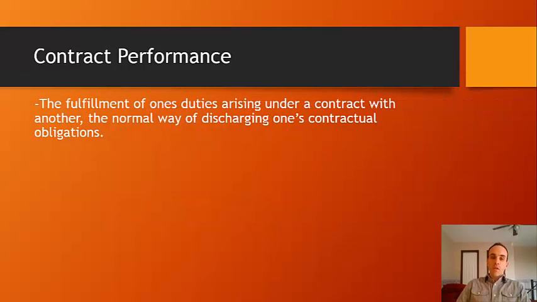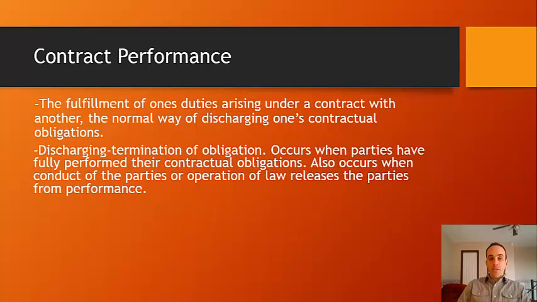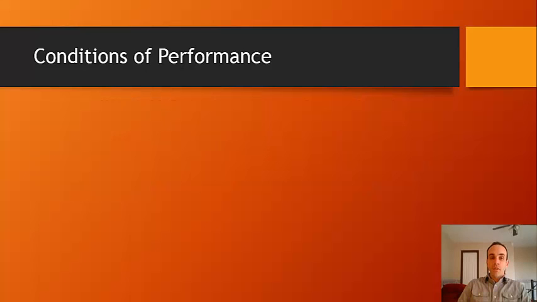Just to give a quick overview of what contract performance really is, it's defined as being the fulfillment of one's duties arising under a contract with another, the normal way of discharging one's contractual obligations. Discharging is defined as being the termination of this obligation. This occurs when both parties have fully performed their contractual obligations. This also occurs when the conduct of the parties or operation of law releases the parties from said performance.